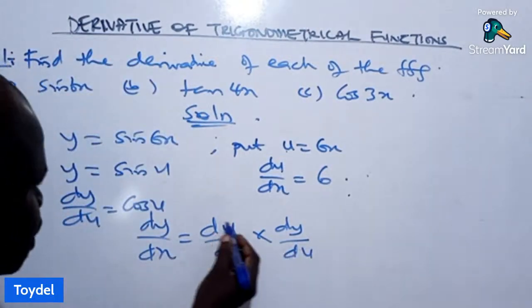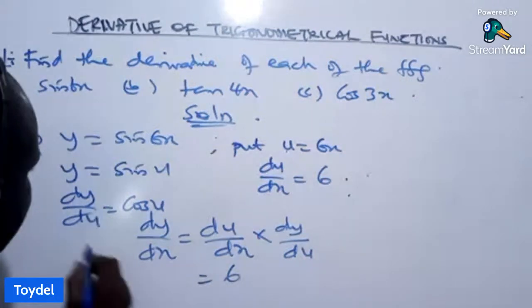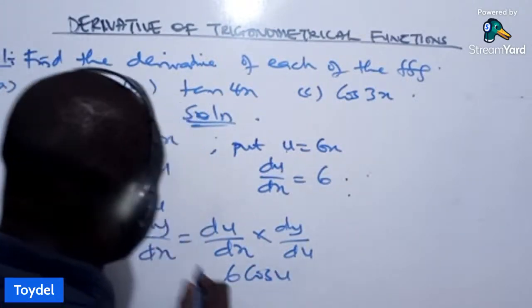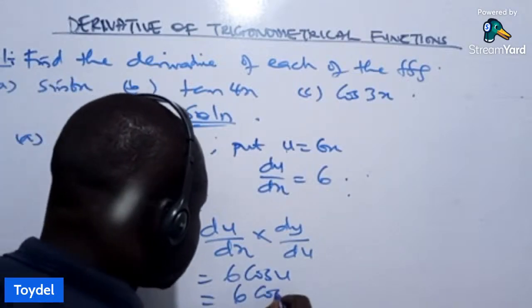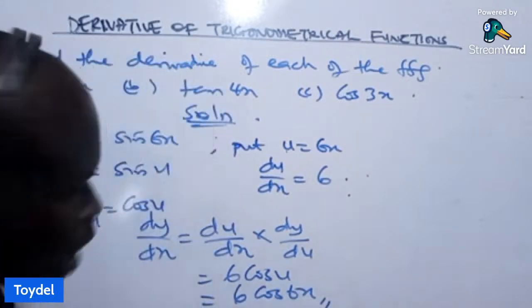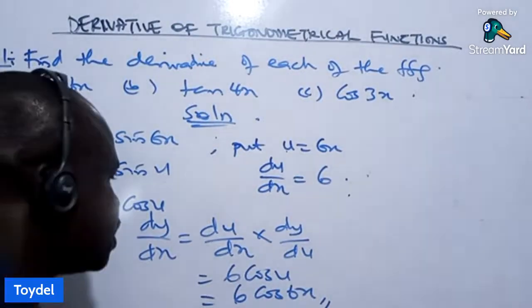What is du/dx? That is 6. Then dy/du is cos u. But we are given the question in the form of x, so we substitute back. We now have 6 cos 6x. So if y is equal to sine 6x, then the derivative will be 6 cos 6x.